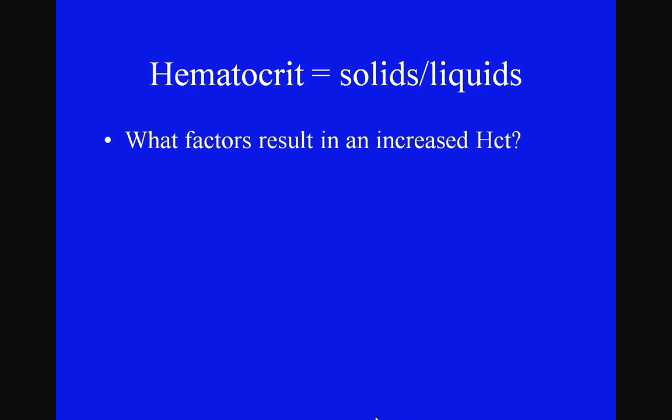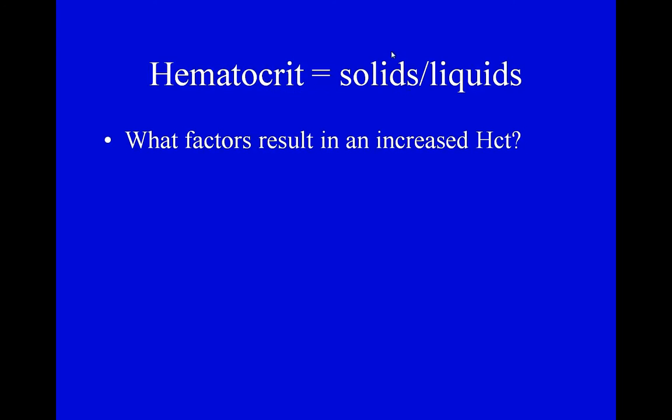So a mathematical formula here, solids divided by liquids. So what factors would cause an increased hematocrit? Mathematically, what would I need to do to get a higher number, a higher percentage? When we do ratio calculations, we get a percentage. When I compare the ratio of solids to liquids, the label for hematocrit is a percent.